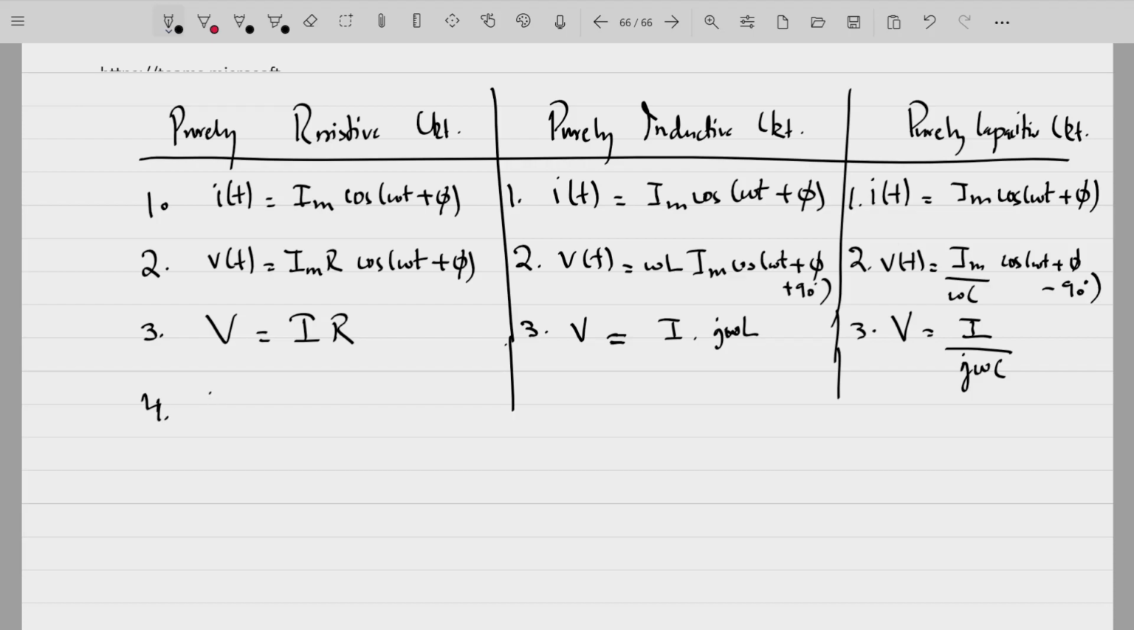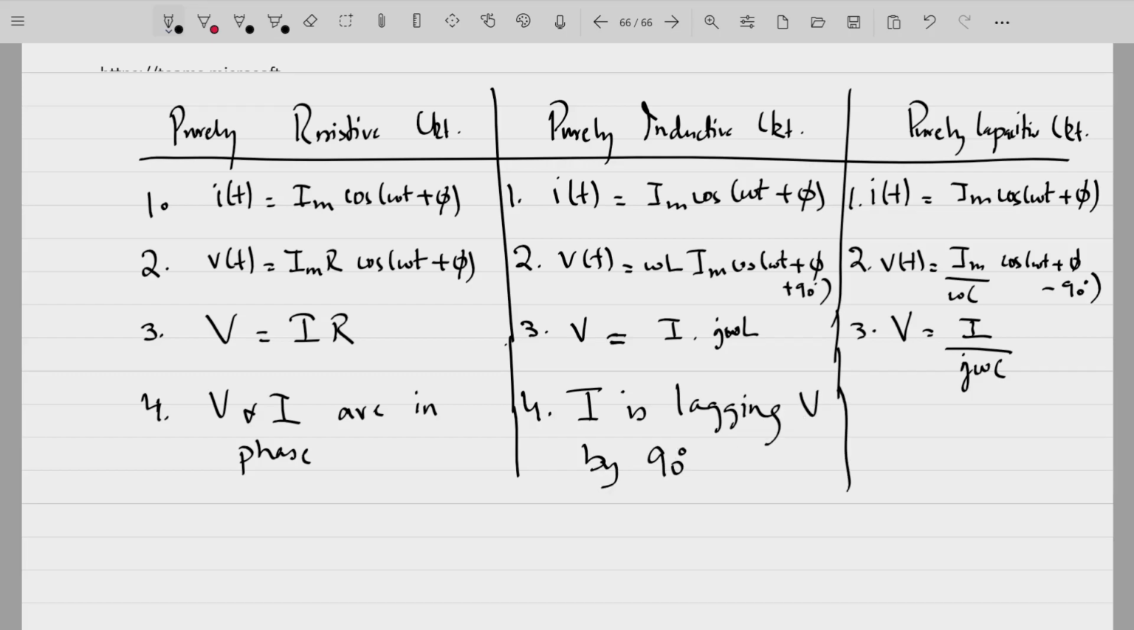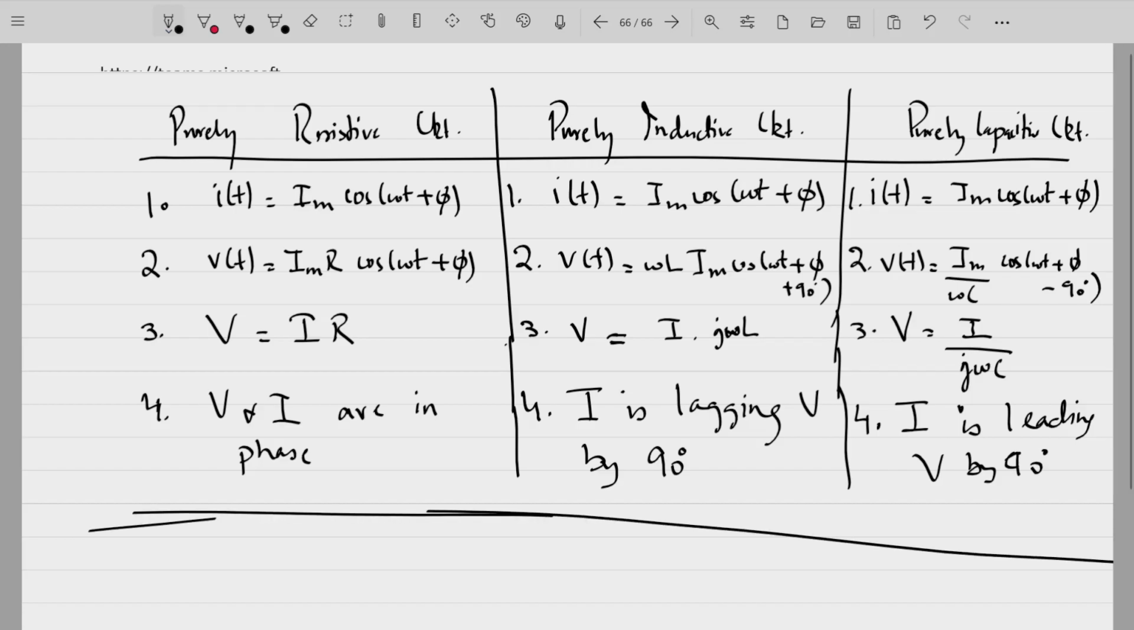So what we have seen here is V and I are in phase. In this case, we have seen I is lagging V by 90 degrees. In this case, we have seen that I is leading V by 90 degrees. Okay, so this is for a purely resistive circuit, a purely capacitive circuit, and a purely inductive circuit.